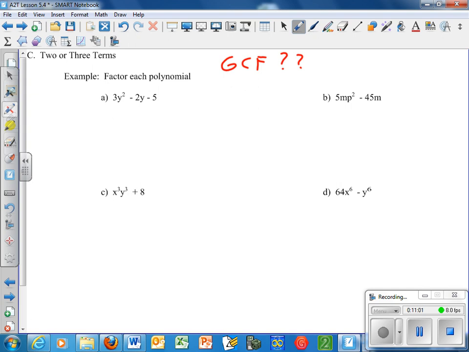Okay, notice on this first one, this 3y squared minus 2y minus 5, I cannot factor out a y. The greatest common factor of 3, 2, and 5 is 1. So this gets into what we call trial and error factoring. In other words, we're going to try and factor this into 2 binomials. To get 3y squared, the only possibility would be 3y times y. So I'm going to put 3y in one of these, y in the other.